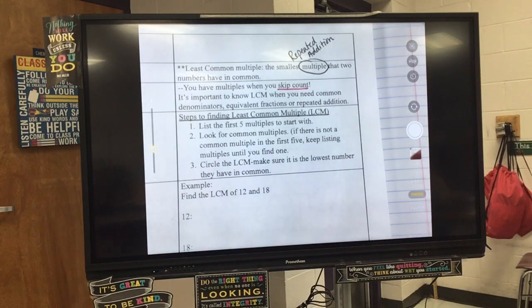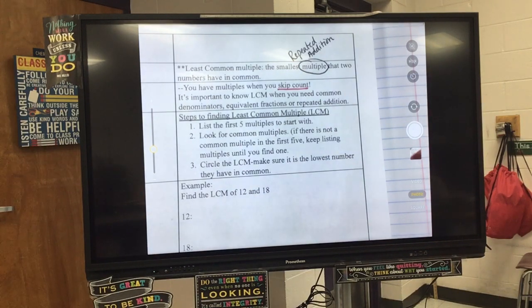It is important to know the LCM when you need common denominators, equivalent fractions, or you're doing something with repeated addition. So that kind of gives you the relevance of why we need to know LCM and GCF. We'll use it mostly when we're dealing with equivalent fractions because we don't deal with common denominators too much.